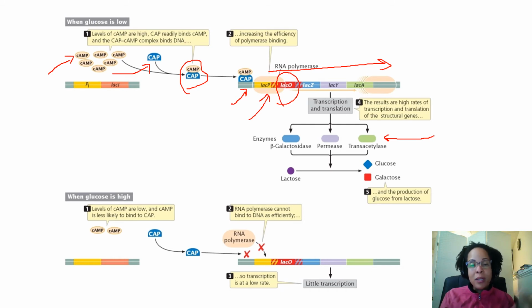And I think it's really, really cool that cells have evolved this way, because the sugar that gets broken down by the genes of a specific operon, right?